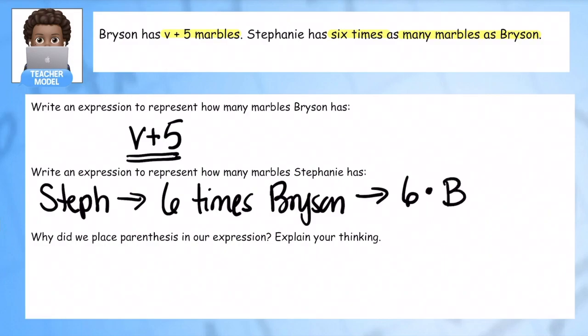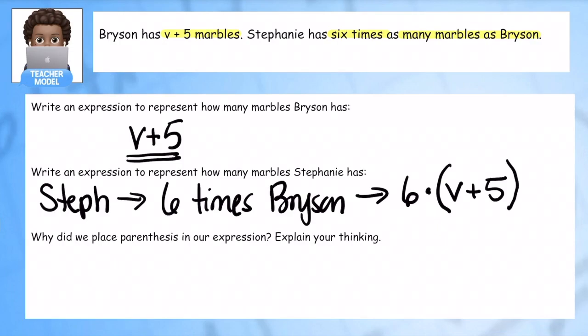But remember in our last lesson, we learned to substitute. We know how much Bryson has. We know what this is. It's right over here, the V plus 5. So we're going to swap this out and we're going to throw in V plus 5. We're going to do that little swap, that substitution. So let's make that happen. So he has 6 times what Bryson has. But here's the thing, we know that it's 6 times the entire part that Bryson has.